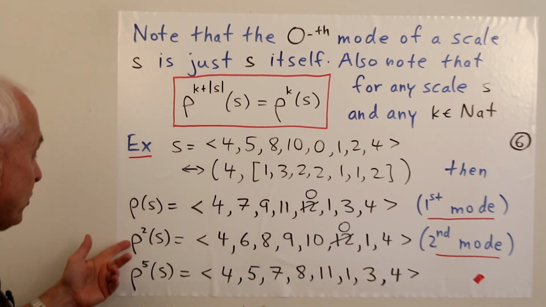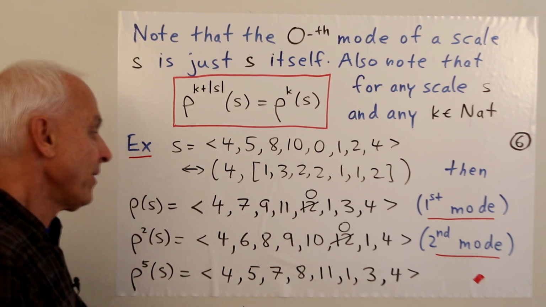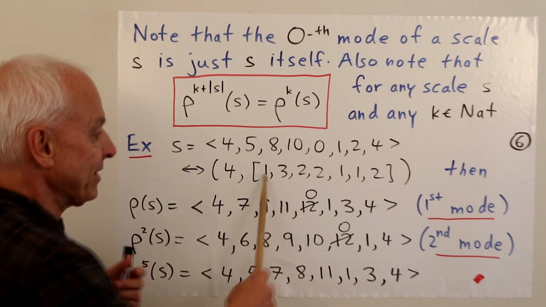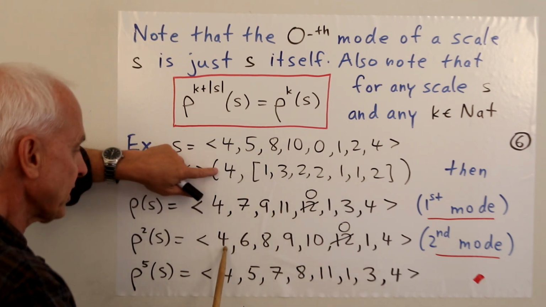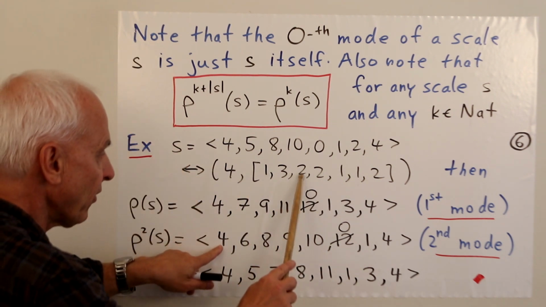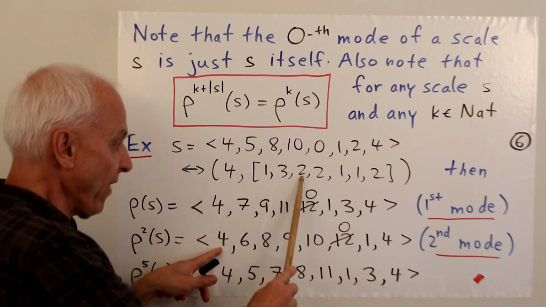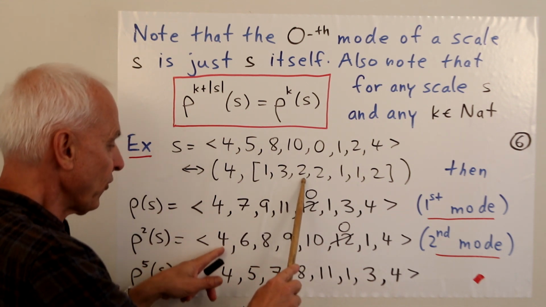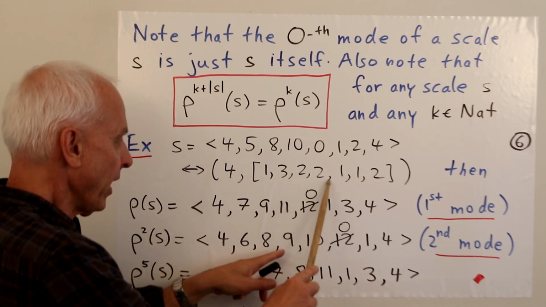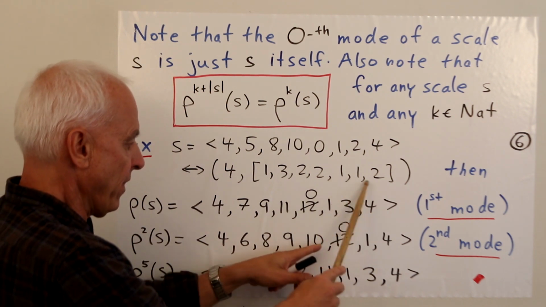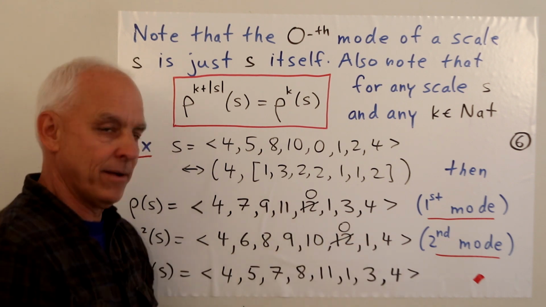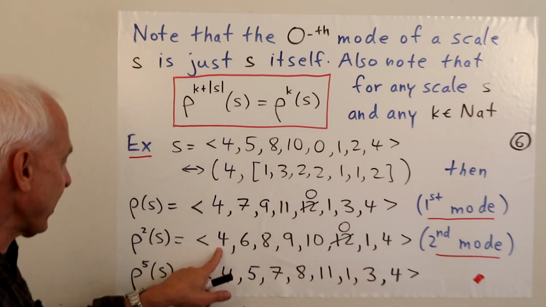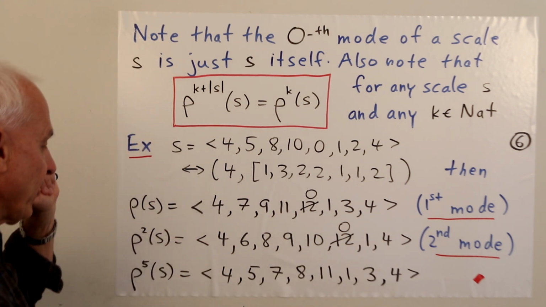The second mode is what you get when you rotate again. Another way of doing that right from here is to start with the same tonic, but now the interval sequence essentially starts from that 2. So 2, and then 2, and then 1, and then 1, and then 2, and then another 1, and then a 3. So that's the second mode of the scale S.